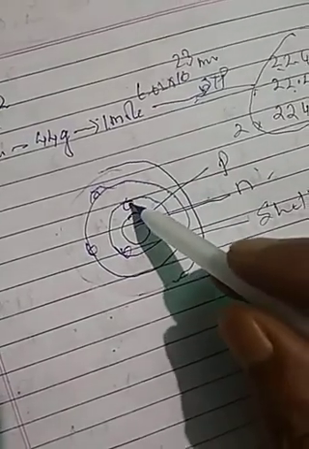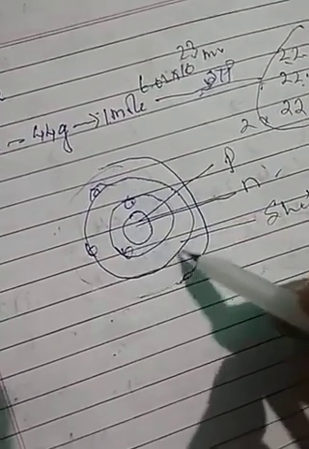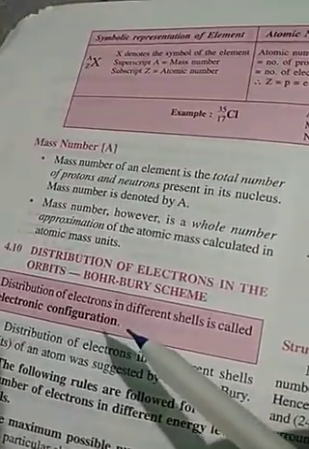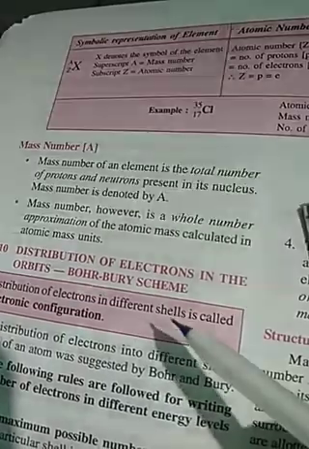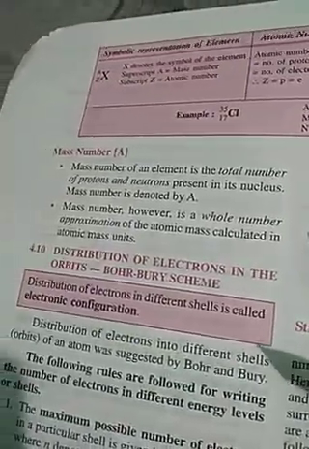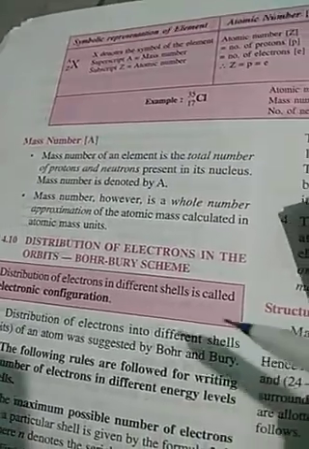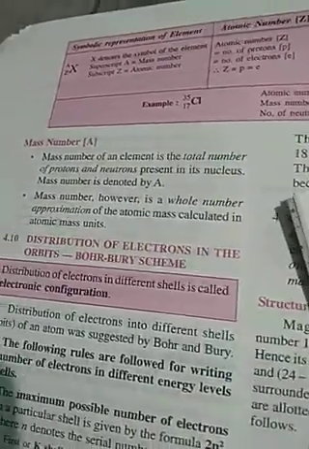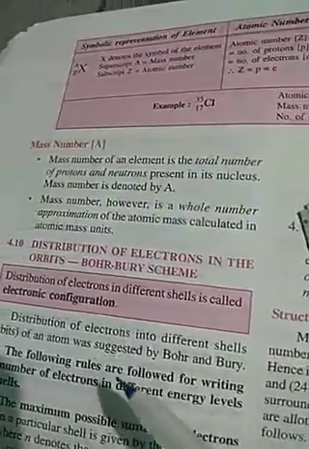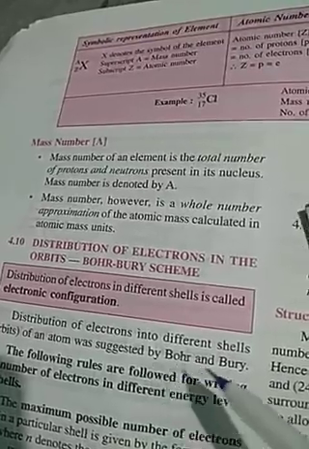This distribution of electrons is called electronic configuration. So, distribution of electrons in different shells, different orbits is called electronic configuration. This concept of distribution of electrons in the shells was given by Bohr and Bury.